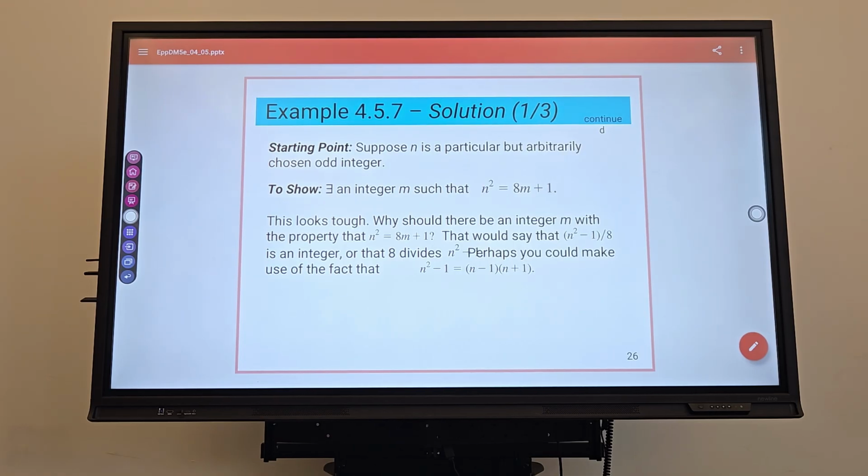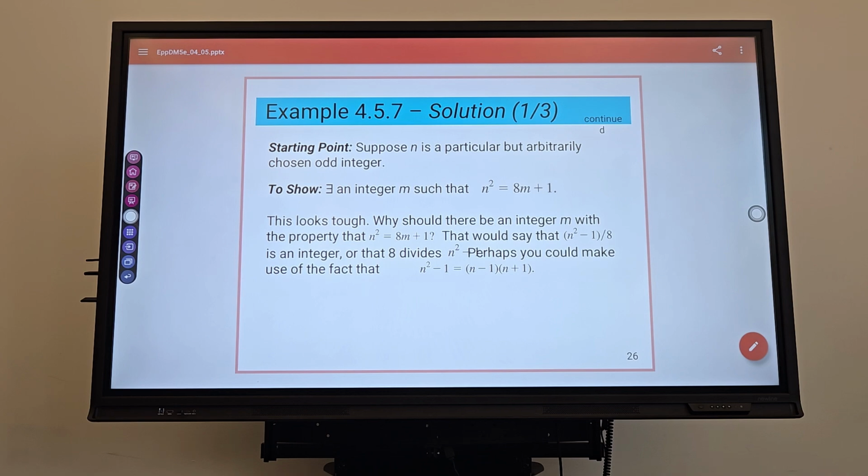Maybe. Suppose n is a particular but arbitrarily chosen odd integer. Show that there exists an integer m such that n squared equals 8m plus 1. It looks tough. Why should there be an integer m with the property that n squared equals 8m plus 1? That would say that (n squared minus 1) divided by 8 is an integer, or that 8 divides n squared minus 1.